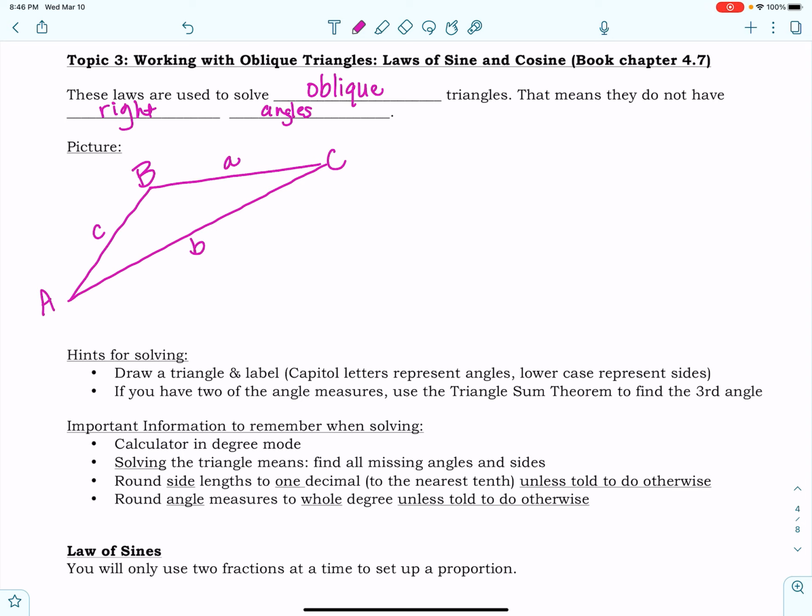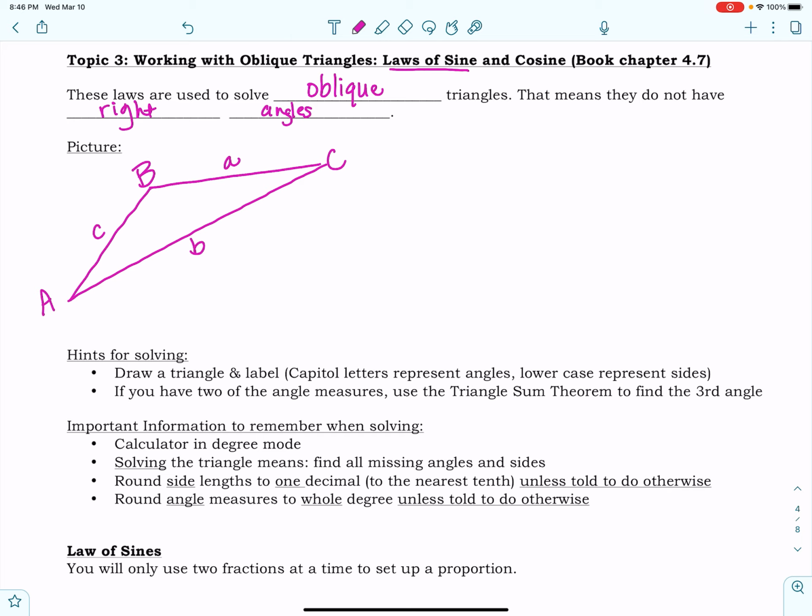Okay, pre-cal, in this video we are in Unit 8 and we're talking about Topic 3, so we're working with oblique triangles. And in this video we're going to talk about the law of sines. These laws are used to solve oblique triangles, and when I talk about oblique triangles, that just means that they're not right triangles. That's all that means.